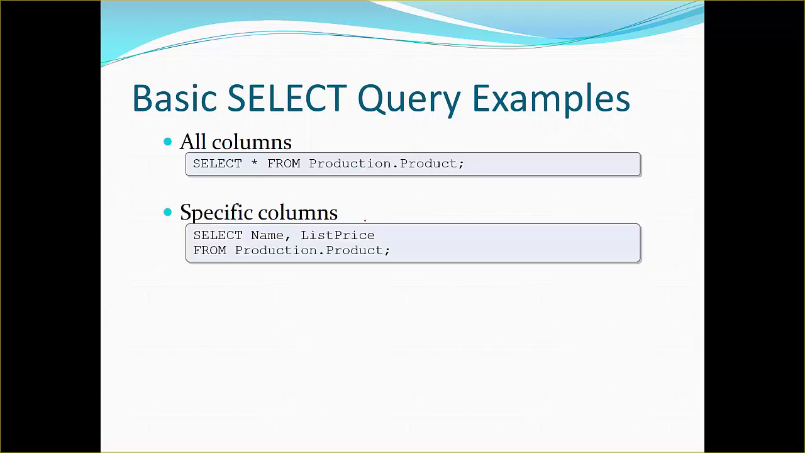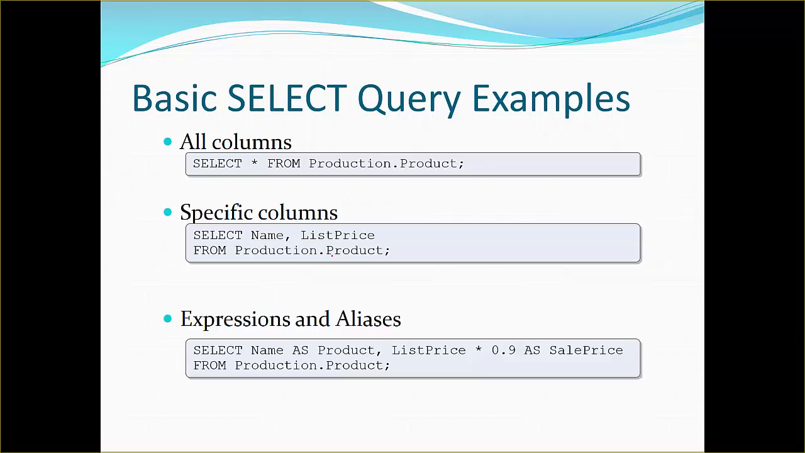If we were going to work with specific columns, if we don't need all the columns in the product table and we only need the name and the list price column, we state select name, comma, list price from production.product. Okay?